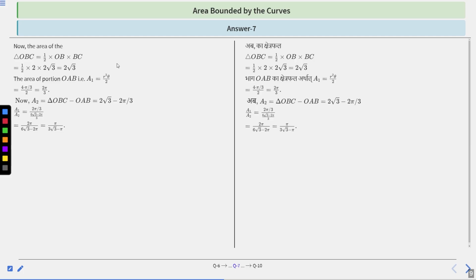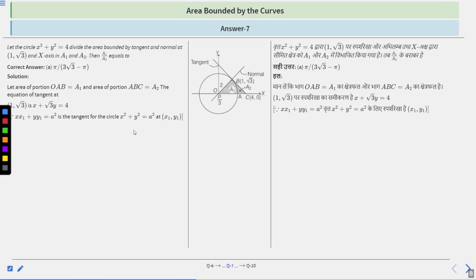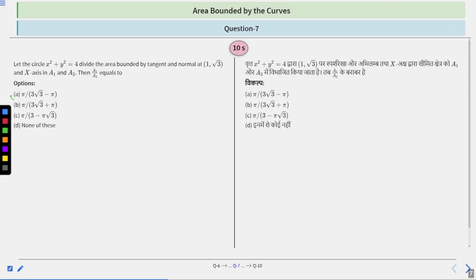Therefore, A1 upon A2 will be equal to 2 pi by 3 upon 2 root 3 minus 2 pi upon 3. So after solving, you will get A1 upon A2 as pi upon 3 root 3 minus pi. Pi upon 3 root 3 minus pi is the right answer. Therefore, option A is the right choice. Got it?